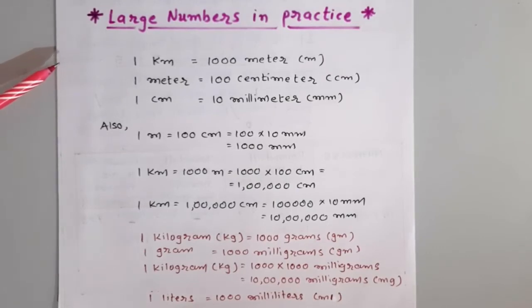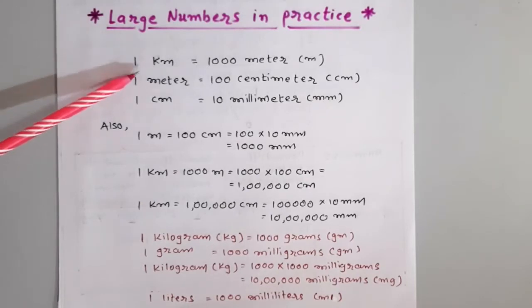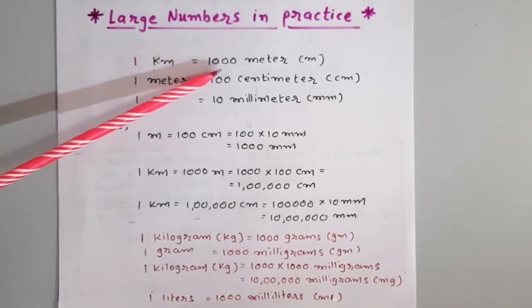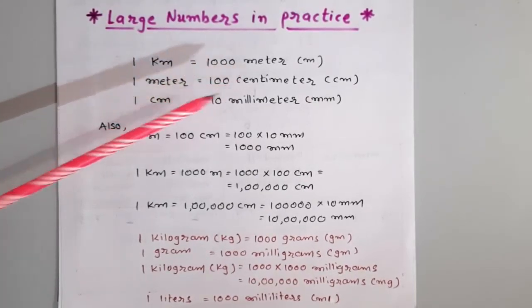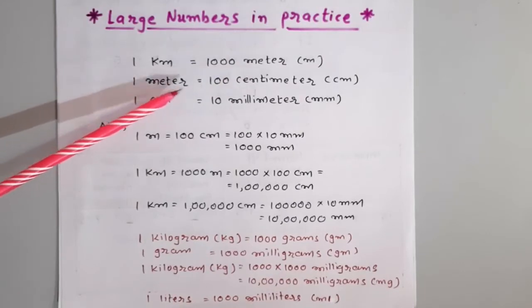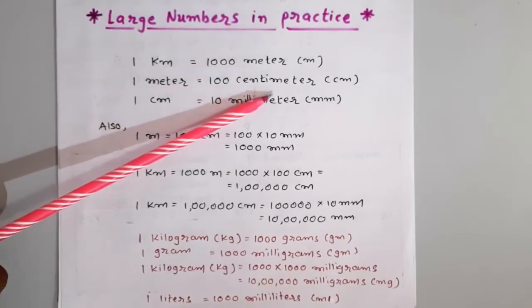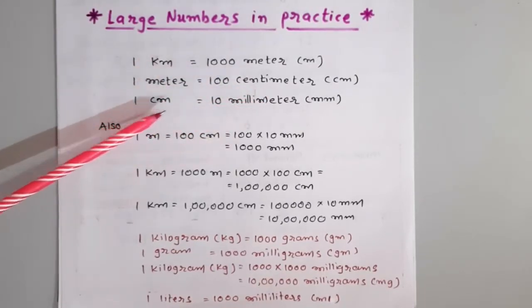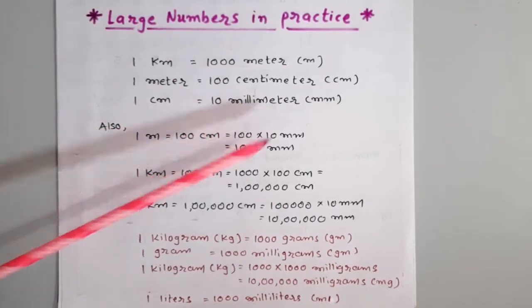Even meter is too small a unit when we state the distance between two cities. For this we need kilometers. These units are connected with each other by the following relations. 1 kilometer is equal to 1000 meters, while 1 meter is equal to 100 centimeters and 1 centimeter is equal to 10 millimeters.